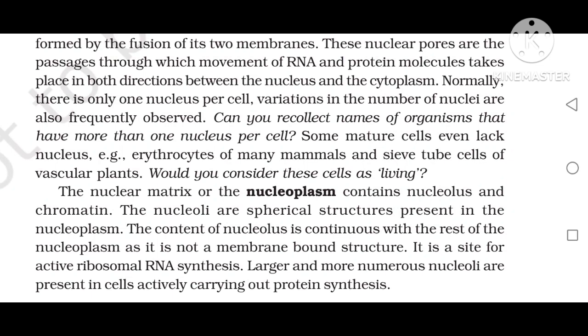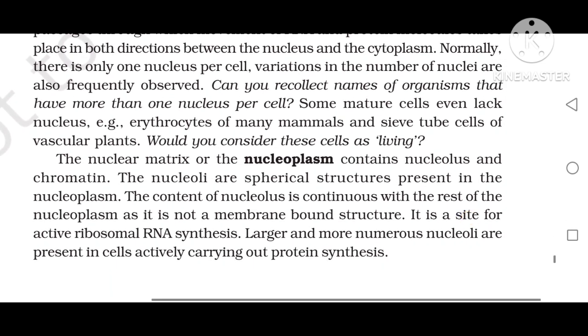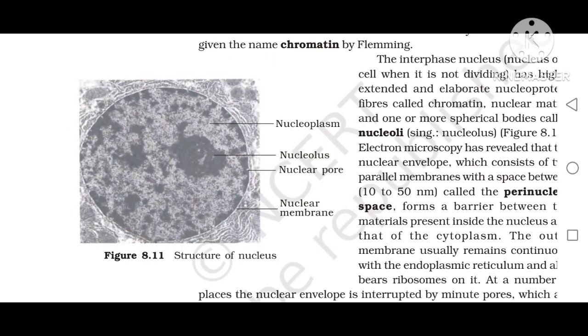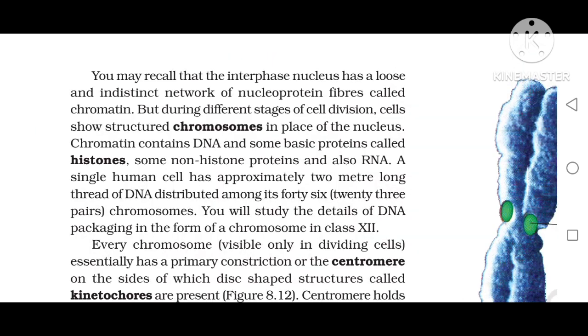The nuclear matrix or the nucleoplasm contains nucleolus and chromatin. The nucleoli are spherical structures present in the nucleoplasm. The content of the nucleolus is continuous with the rest of the nucleoplasm, as it is not a membrane-bound structure. It is a site for active ribosomal RNA synthesis. Larger and more numerous nucleoli are present in cells actively carrying out protein synthesis. Figure 8.11. Structure of nucleus. Nucleoplasm, nucleolus, nucleopore, nuclear membrane.